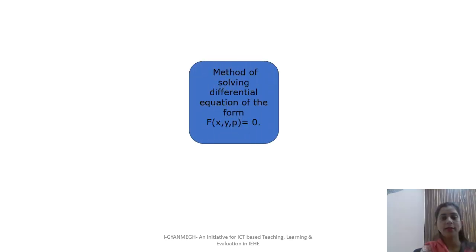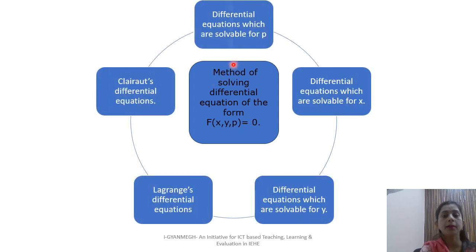Dear student, the methods of solving differential equation of the form f(x, y, p) equal to 0 are: differential equation which are solvable for P, differential equation which are solvable for X, differential equation which are solvable for Y, Lagrange differential equation, Clairaut's differential equation. These five types of method are there for solving the differential equation of the form f of x, y, p equal to 0, from which we will discuss today only one form, differential equation which are solvable for P.